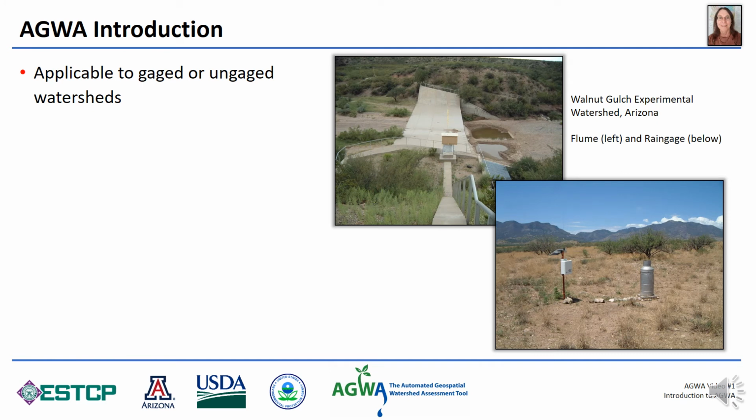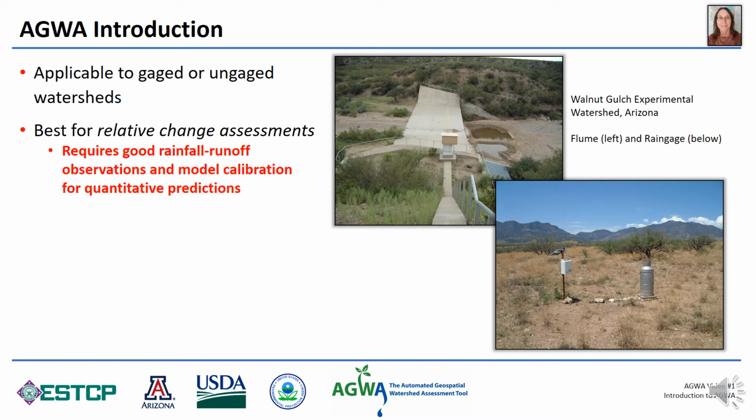AGWA can be applied in ungauged watersheds or gauged watersheds, like the Walnut Gulch Experimental Watershed in Arizona, that contains a series of flumes to measure stream flow and sediment and a dense network of rain gauges. AGWA is best used for relative change assessments unless you have good rainfall runoff observations and are able to calibrate the model for quantitative predictions. AGWA currently has a U.S. Army Certificate of Networthiness, allowing it to be used on Army computers.